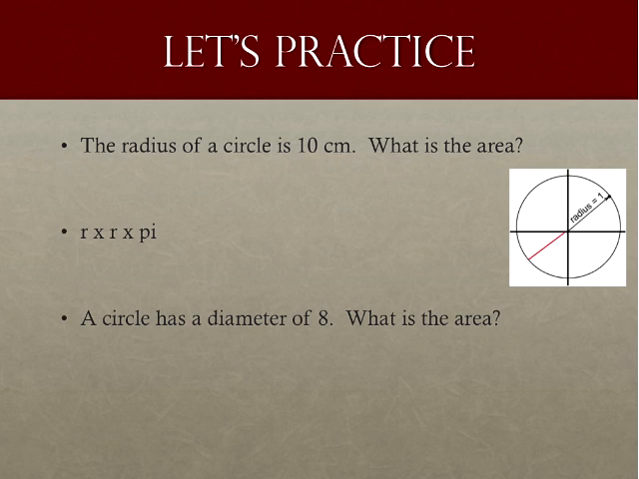Going back to our page. A circle has a diameter of 8. What do we first have to do? If a circle has a diameter of 8, what do we have to do before we can figure out the area? We need radius times pi. So the first thing we're going to do is, we know that diameter is 2 times the radius.